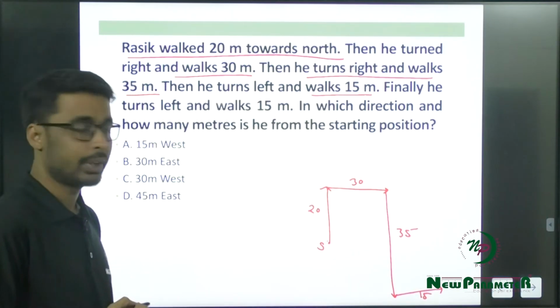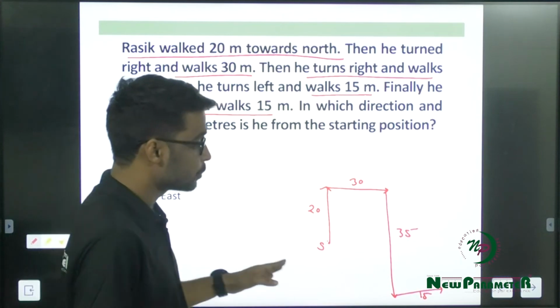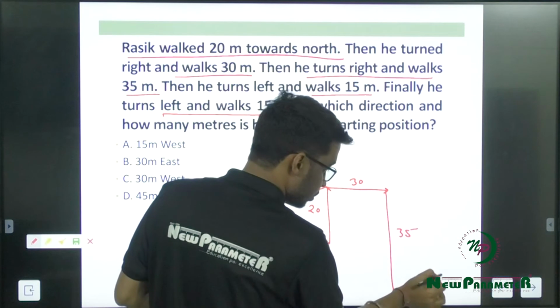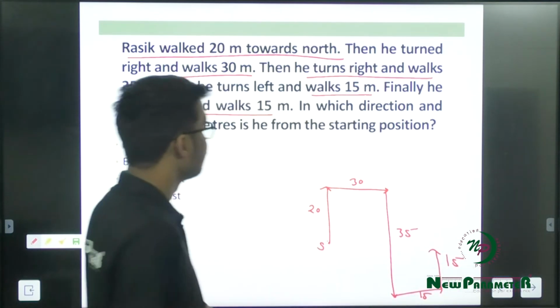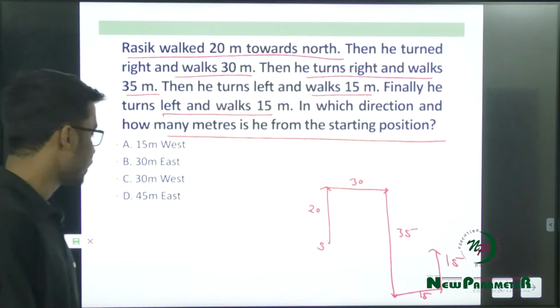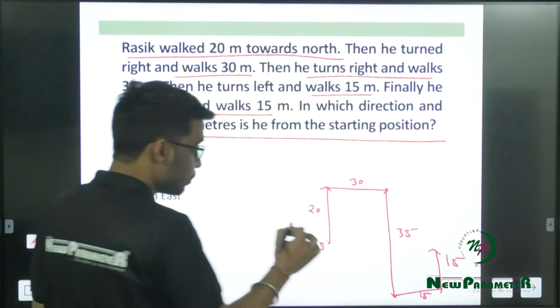Now finally he turns left and walks 15. From this point as well he takes a left turn and walks 15 again. Now in which direction and how many meters is he from the starting point? So make sure about that.